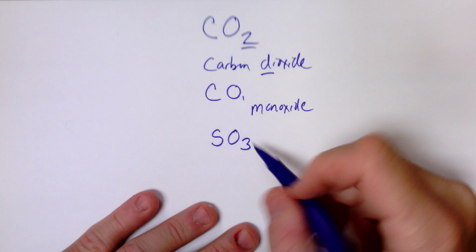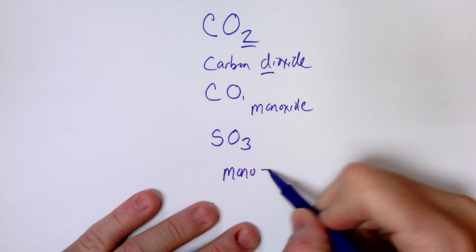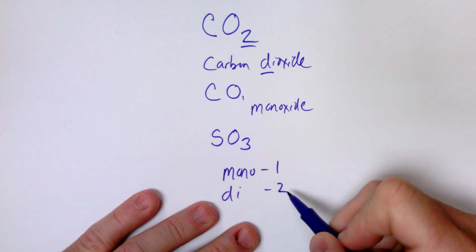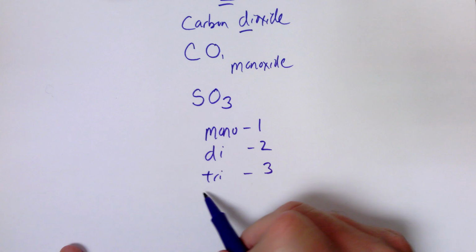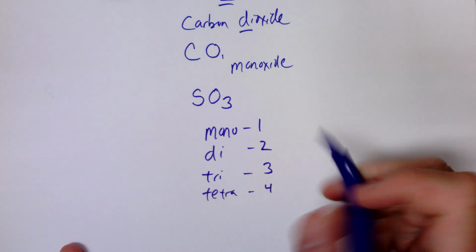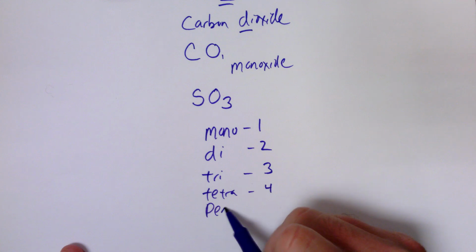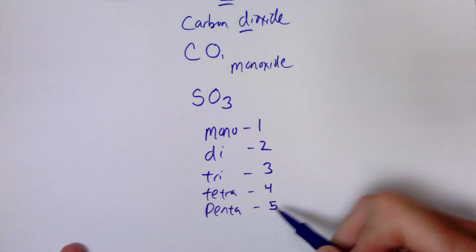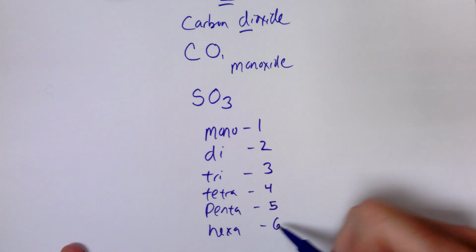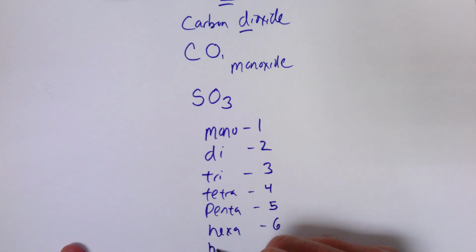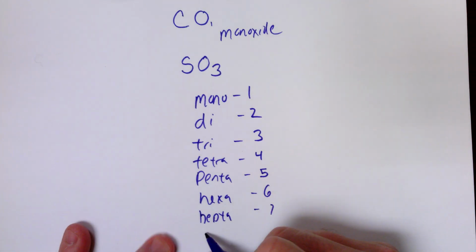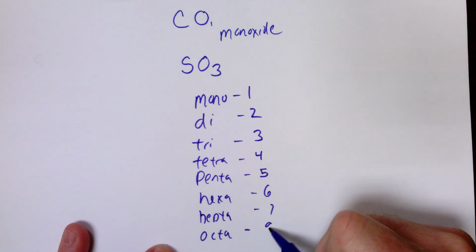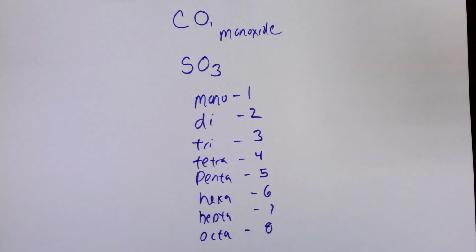Okay. So you're going to be given this list of the different prefixes. You just have to know when to use them. Mono is 1, di is 2, tri is 3, tetra is 4, penta is 5, hexa is 6, hepta is 7, and octa is 8.